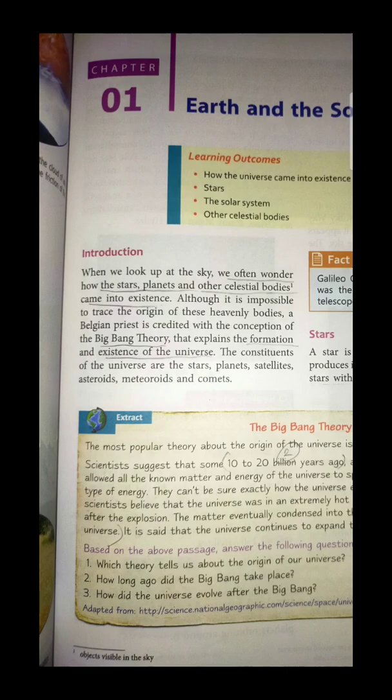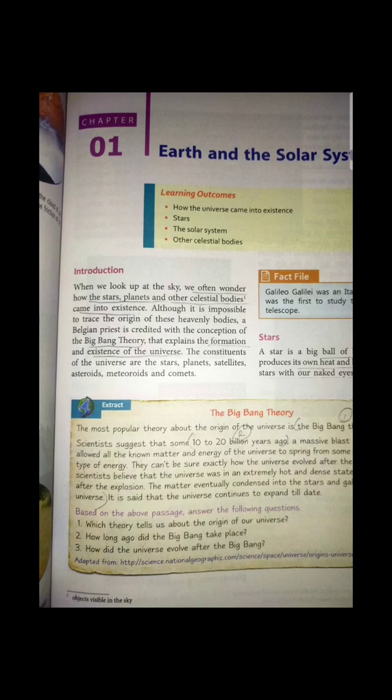The universe consists of various stars, planets, satellites, asteroids, meteors and comets. All such things, when they came together collectively, make up the universe. So here is the Big Bang theory. You just have to read the extract, and now I am going to switch directly to the questions.